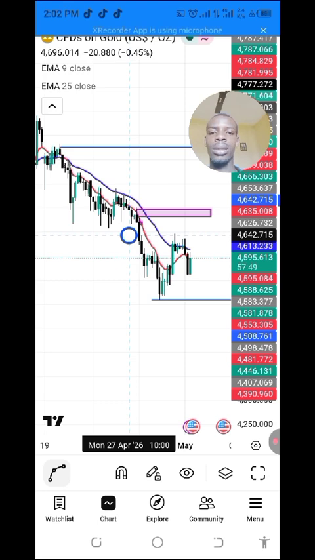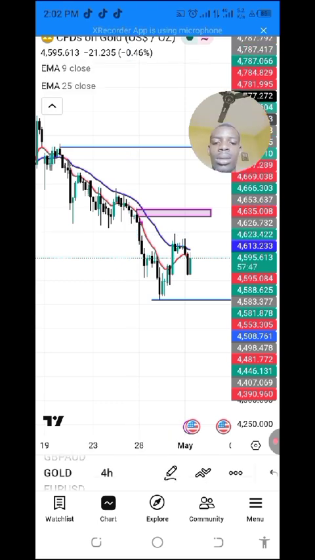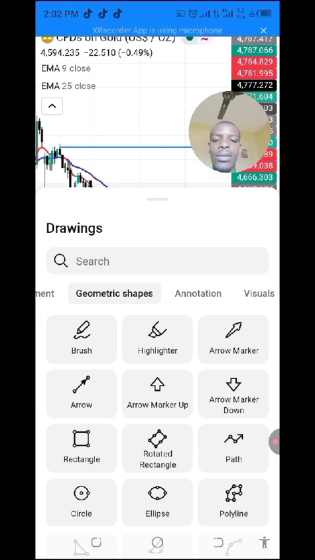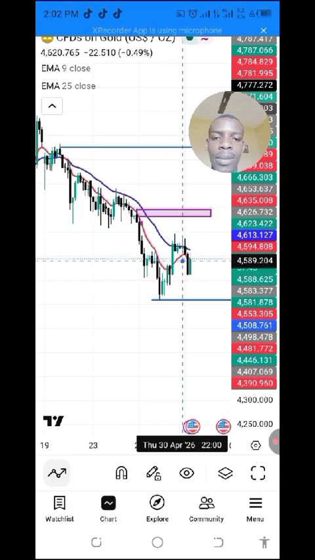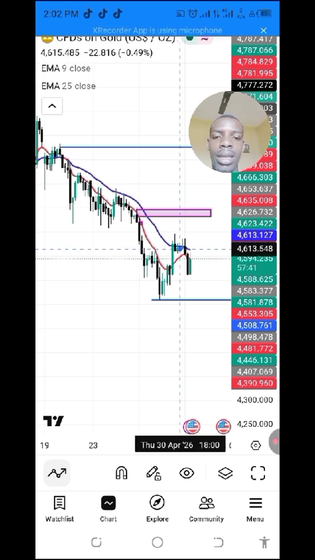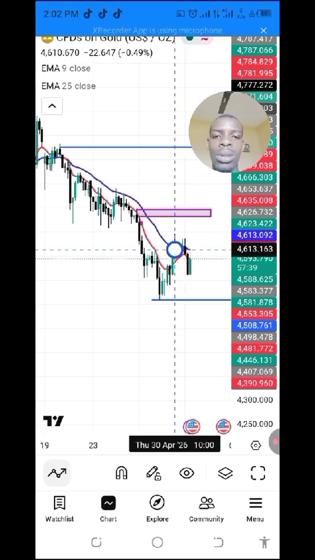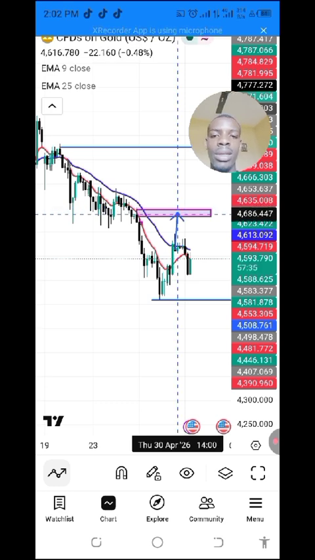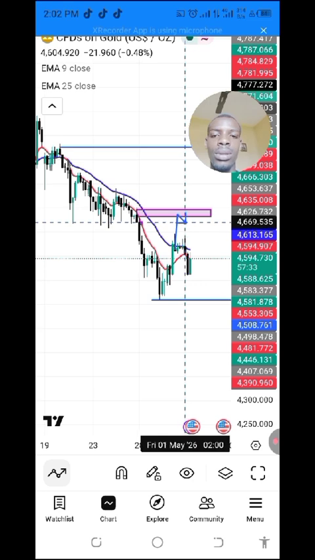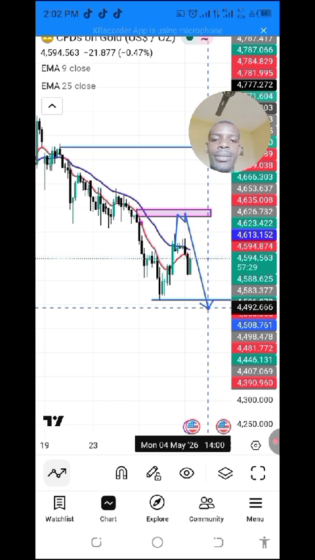This is a mistake. The market didn't give you a nice formation to get in on the fair value gap. Maybe the market is going to, from here, retest this magnet zone and give you a double top, then push back down.